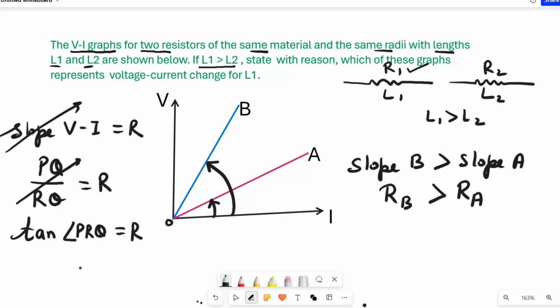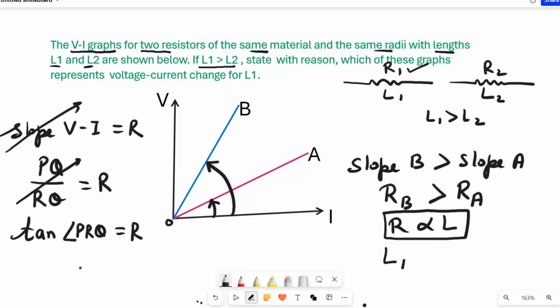due to A. And since L1 is greater than L2, and we know that resistance is directly proportional to the length of the conductor, long wires have more resistance, short wires offer less resistance. In that case, graph B has more resistance. So graph B belongs to the first conductor L1 and graph A belongs to L2.